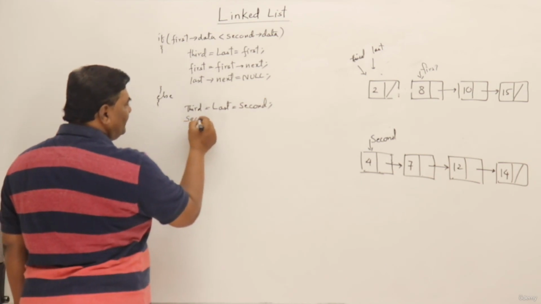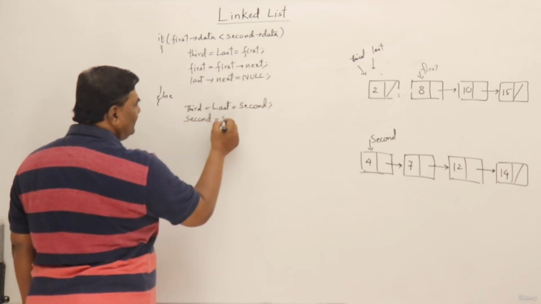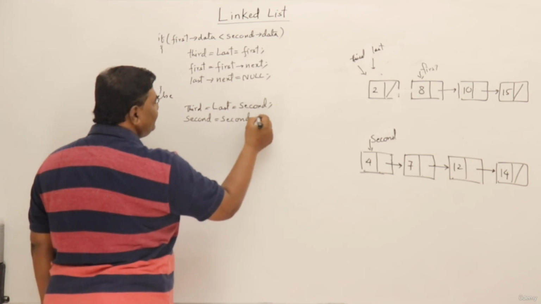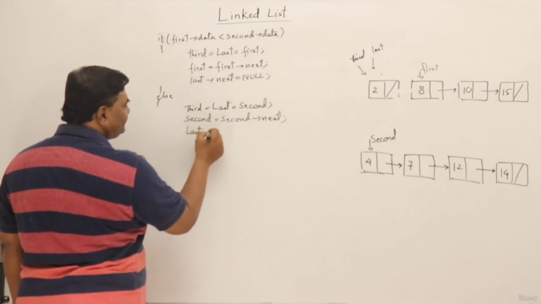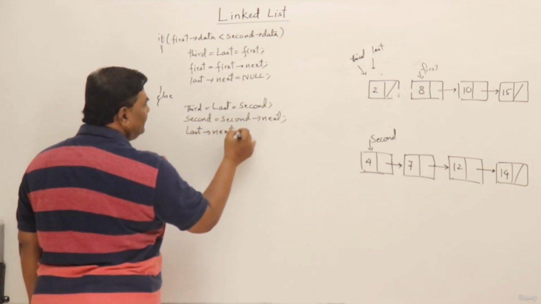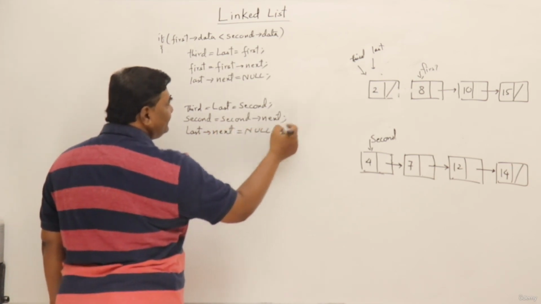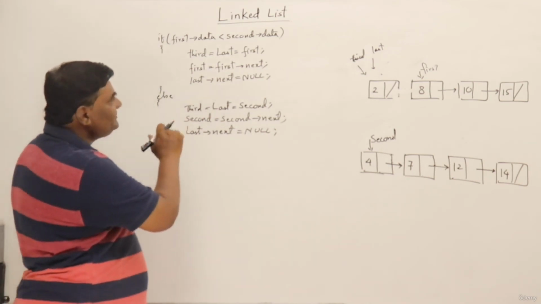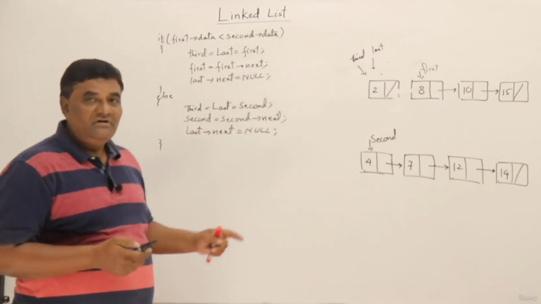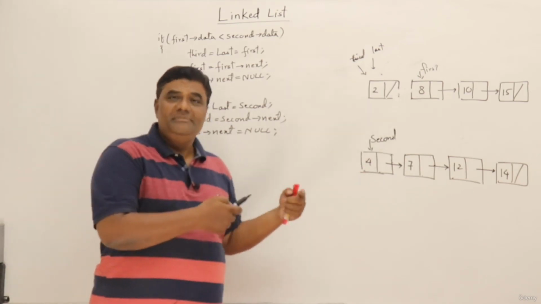And second should move on to next node. Second should move on to second's next node. And last next should be made as null. As we did upon the first linked list nodes, we should do the same thing for the second linked list also. So this is the initial step that we have to do. Then after this, we were doing repeating steps.